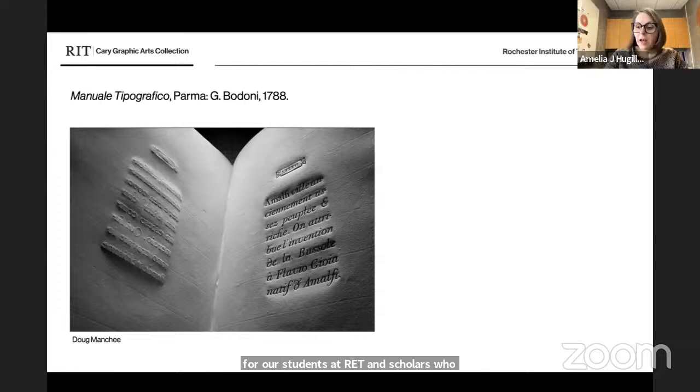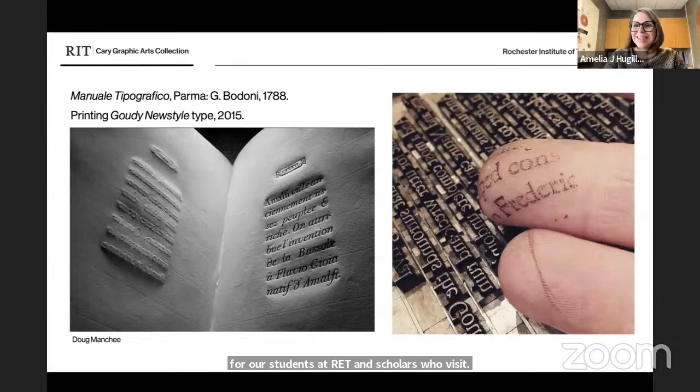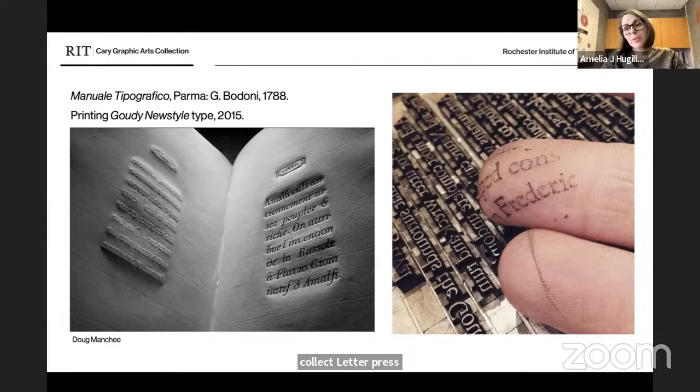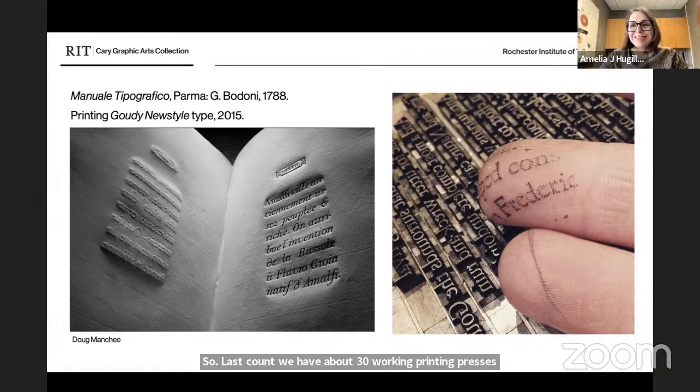And so this is an artifact that we pull out regularly for our students at RIT and scholars who visit. Along with our paper-based collections, Cary is fairly unique among typographic libraries in that we also collect letterpress typographic realia, or printing presses and type. So last count, we have about 30 working printing presses and about 2,000 typefaces in metal and wood type. And that's actually my primary role as a master printer and collections manager. I do demonstrations and workshops with this material and also teach a credit-bearing letterpress class.